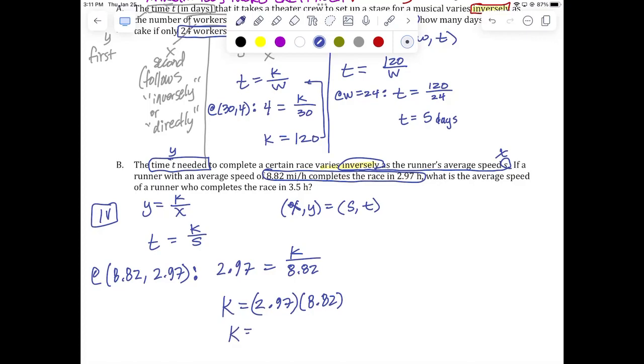Now, here's where the calculator is really beneficial. I don't want to go off to the side and do a triple multiplication. So I got my calculator right here. I'll just do it for everybody because this is not a difficult calculation. 2.97 times 8.82 is 26.1954. Okay, and that's your constant of variation. You don't need to put units on there. Technically, it does have units, but you don't need to worry about it.